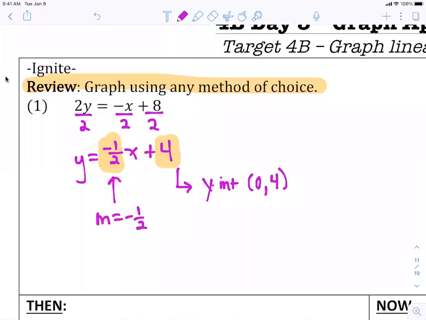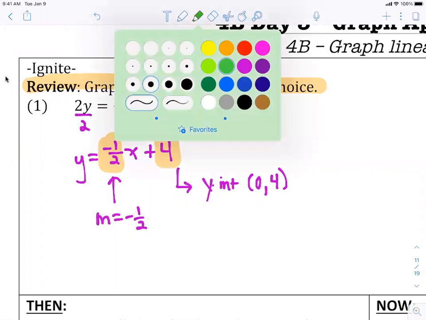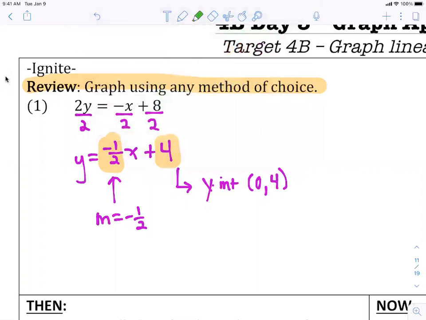All right, answers up. For this one, and you could have chosen to do other methods, I chose to graph this in slope-intercept form. The first thing that I did was solve for y, because in order to use y equals mx plus b, it has to be in that form. Y equals mx plus b just simply means that y has to be alone on one side.